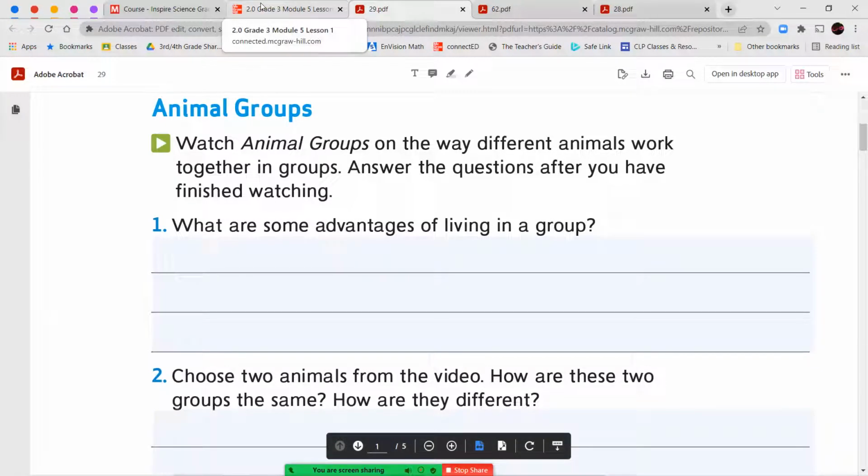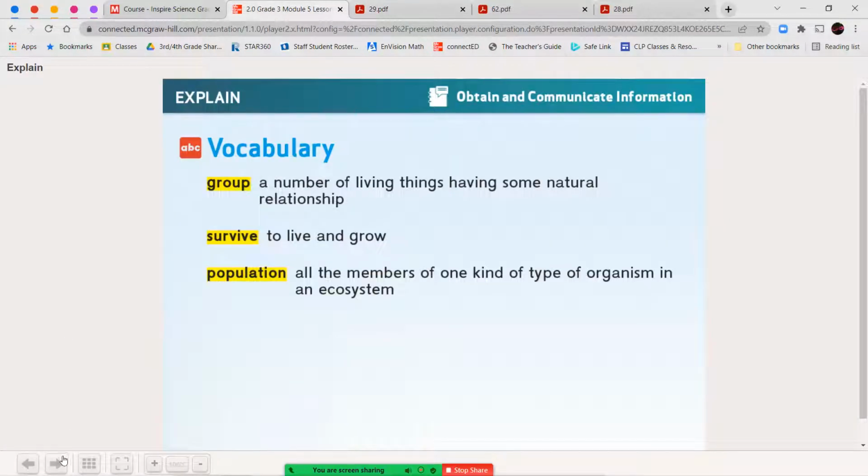If you find the answer, you can pause the video, go ahead and write down your answer using complete sentences, and then get back to it.